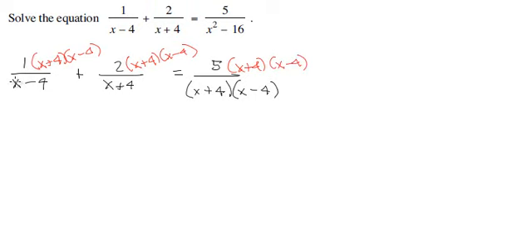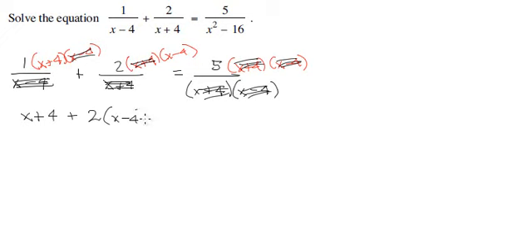And now the canceling happens. First term, the x minus 4's drop out. Second term, the x plus 4's drop out. In the third term, they both drop out. Great. So we're left with x plus 4 plus 2 times x minus 4 equals 5. And now we clean up.